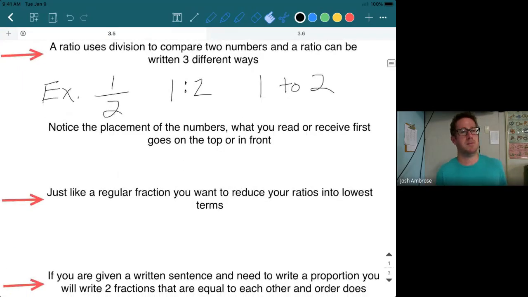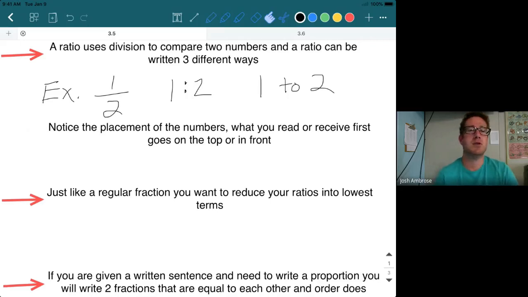What is a ratio? All right, a ratio uses division, and it's a comparison between two numbers. And these are the 3 different ways that a ratio could be written. You could theoretically have 1 over 2. Simple, that's a fraction. You've seen that. Or you could have 1 colon 2. That's the comparison. Or you literally could have the written words 1 to 2.